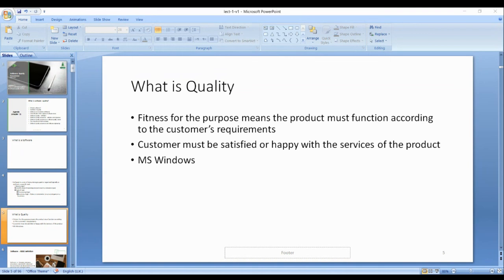So we have other features like security, usability, efficiency. Because of that, software may fail or may get success.